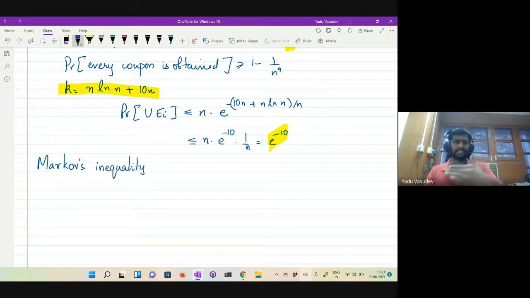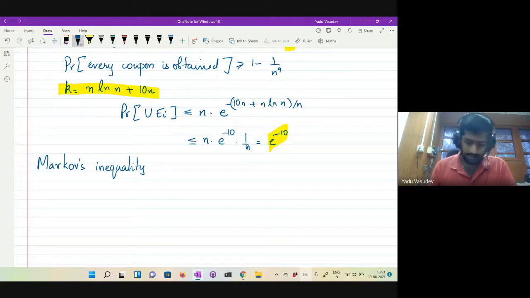Right? So we'll see strengthening of these inequalities. We'll get stronger and stronger inequalities, but at the cost of certain restrictions that we have to place on the random variable. So let's see Markov's inequality first.